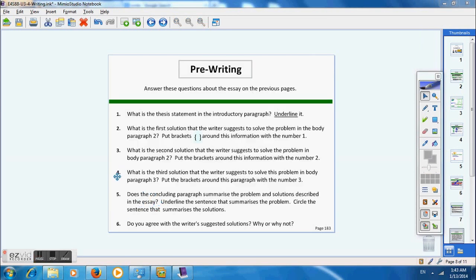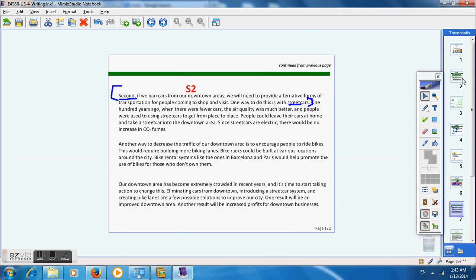Question 4. What is the third solution that the writer suggests to solve this problem in body paragraph 3? Put the brackets around this paragraph with the number 3. So you have again your keyword or your key phrase, another way, to decrease traffic is to encourage people to ride bikes.